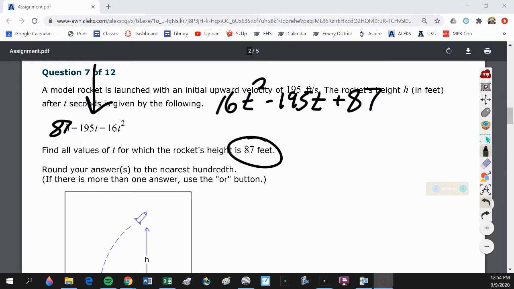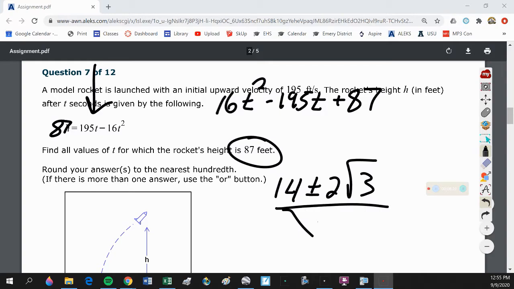Let's say when I'm done, I end up with something like 14 plus or minus 2 root 3 over 2. Okay. Well, that number is not very useful, right? It's not a very practical number. So what should I do to it to make it more practical? Well, it doesn't simplify any further. I can't go any further, but there is something I could do to make it a more usable number.